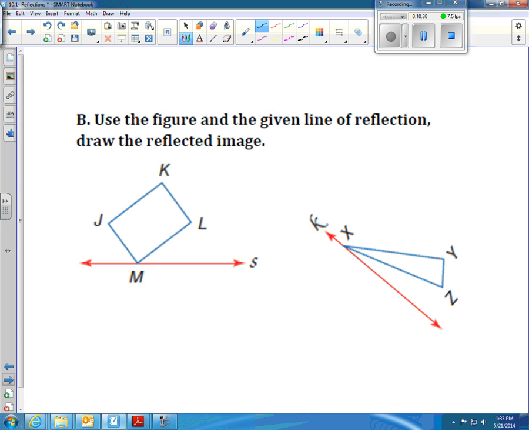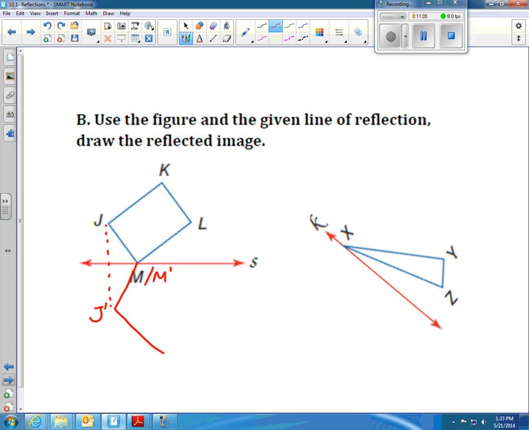All right, use the figure and the given line of reflection, draw the reflected image. So now we're going to just practice drawing some of those images. So imagine if you folded my paper or your paper on those lines, what would it look like on the other side? So this really is just taking some practice doing that. So I see here M, and that is on my line of reflection, so that's going to be M prime. I'm just going to come up this direction. I'm wanting to eyeball it up to about there. So that gives me J prime.